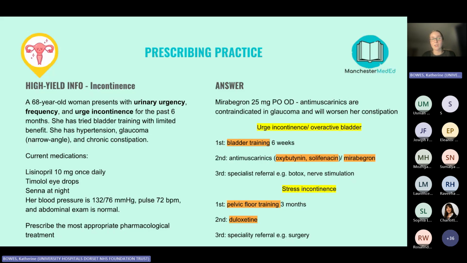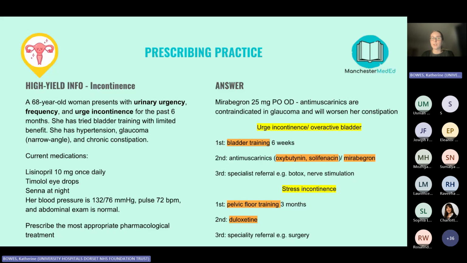Current medications: lisinopril, timolol eye drops, Senna. So we know that she's constipated, she's got some glaucoma, some hypertension, and we want some treatment for her incontinence. So here we've gone with mirabegron.